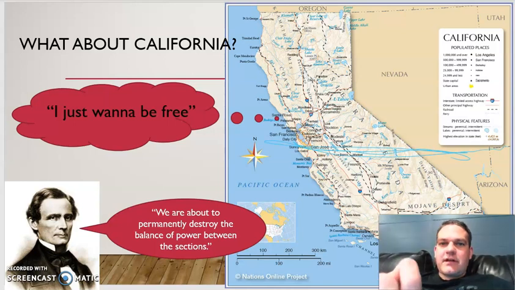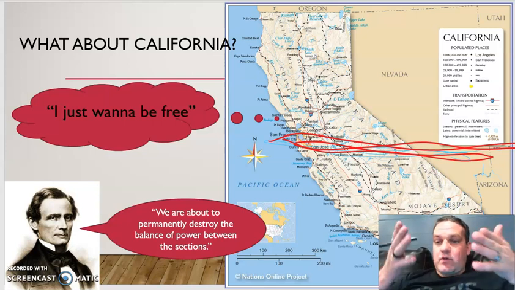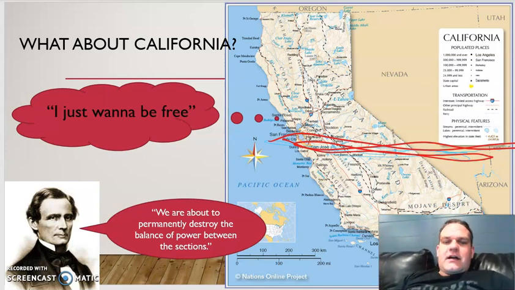All right, California, if that line would have drawn across, it would have came about right through this area. We gotta do red. Why do I keep doing blue? Right through that area and split California into free and slave. California, most of it, just wanted to be free. They just wanted to be alone. Had some senators who were saying, you know what, we're about to destroy permanently the balance between free and slave, or permanently destroy the balance of power between the sections.